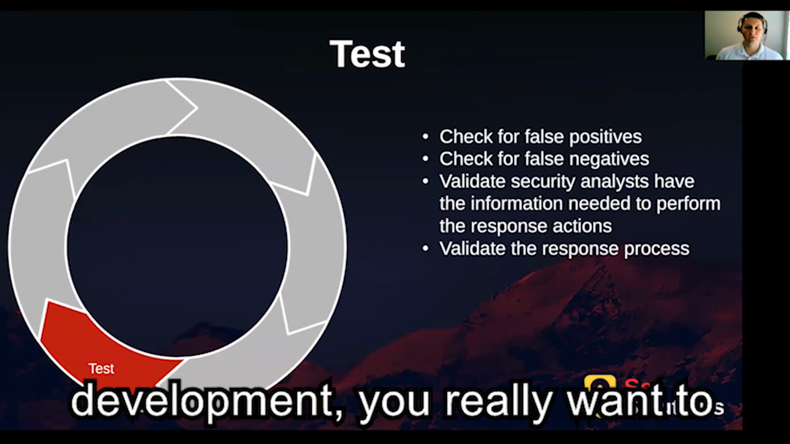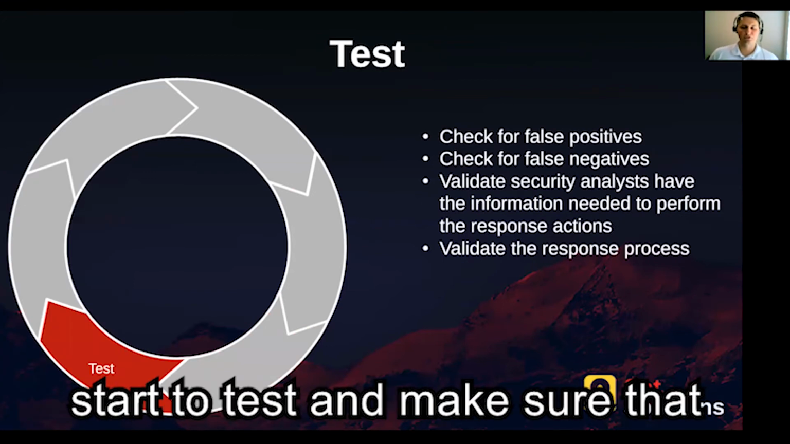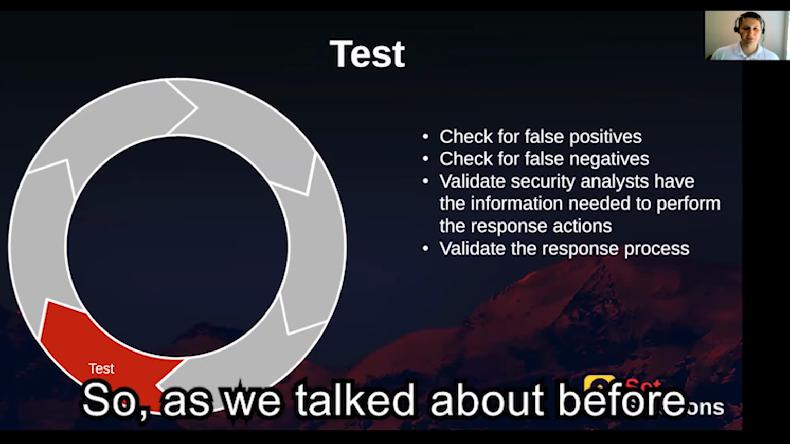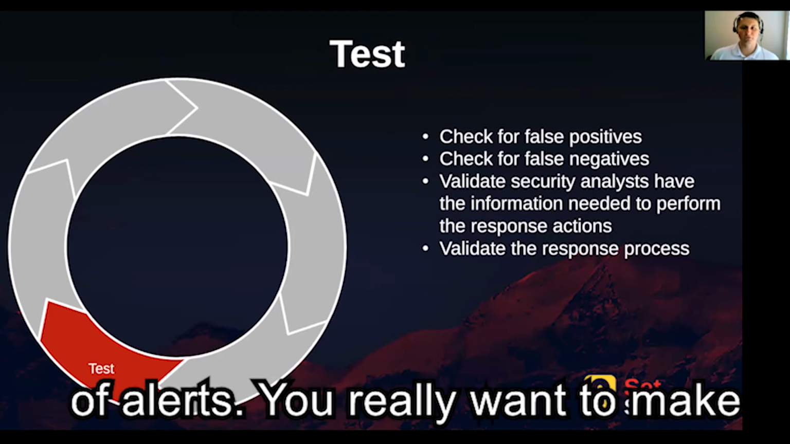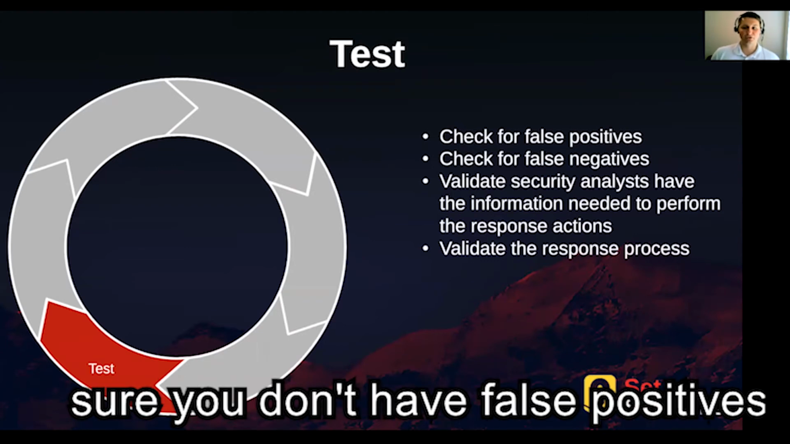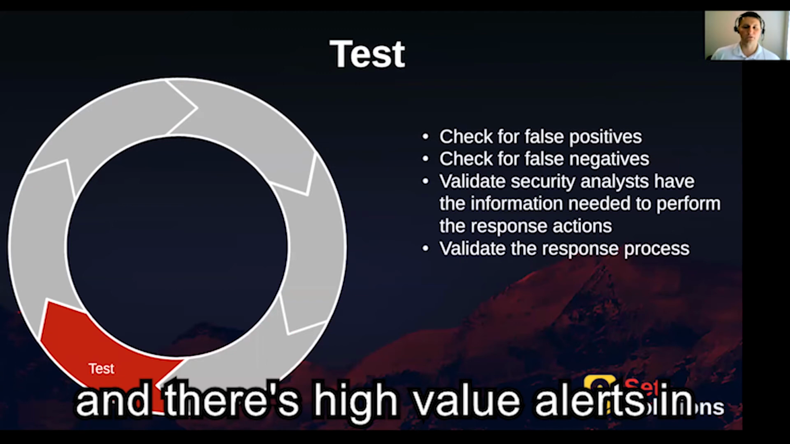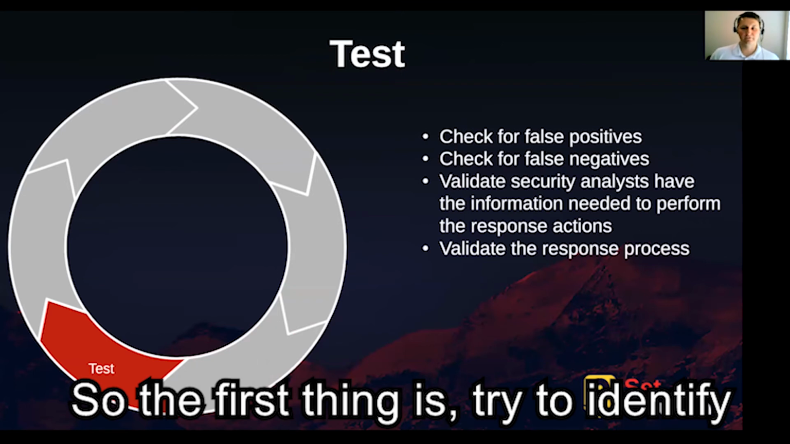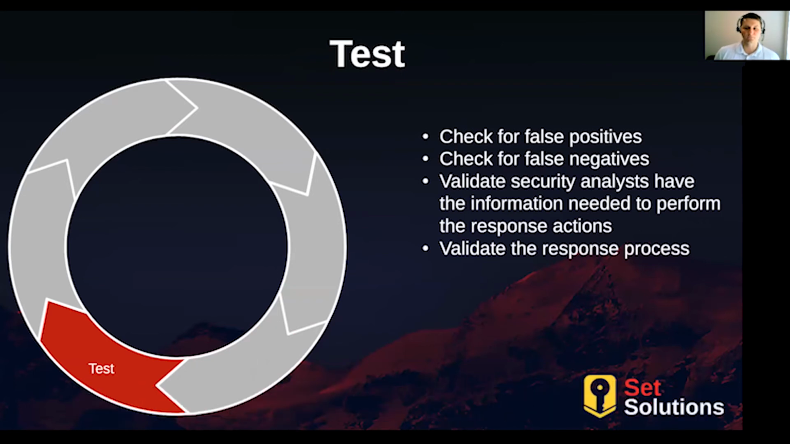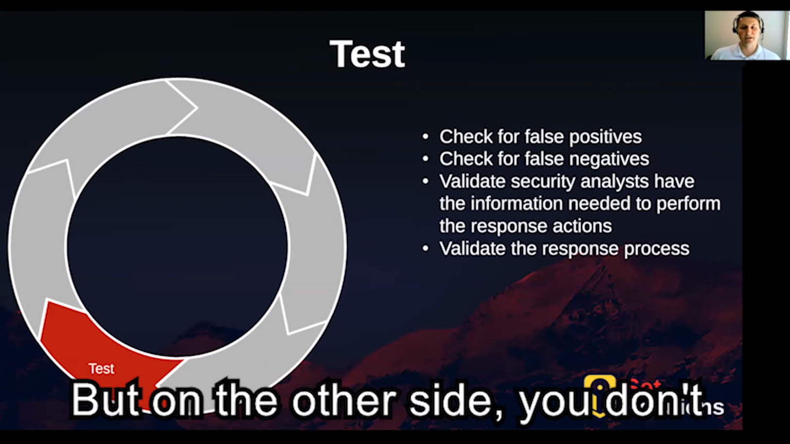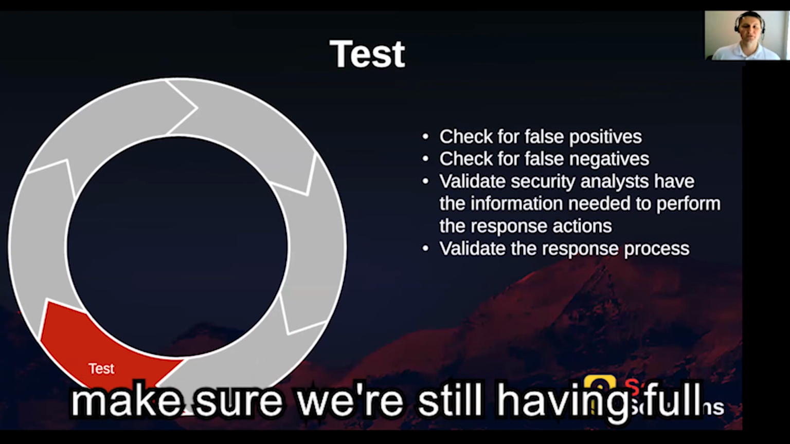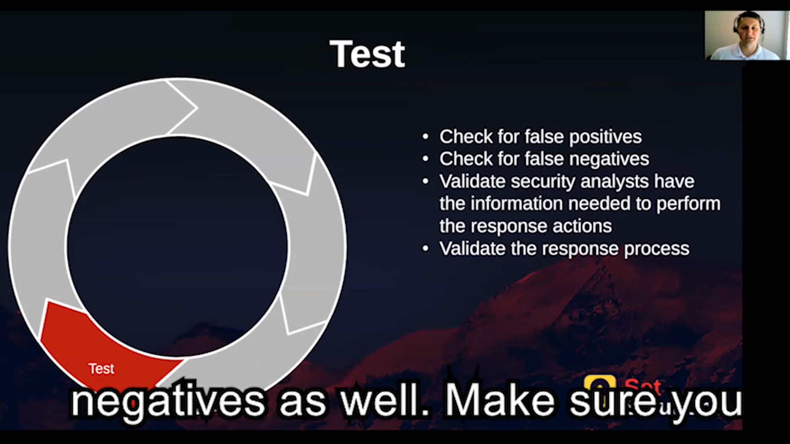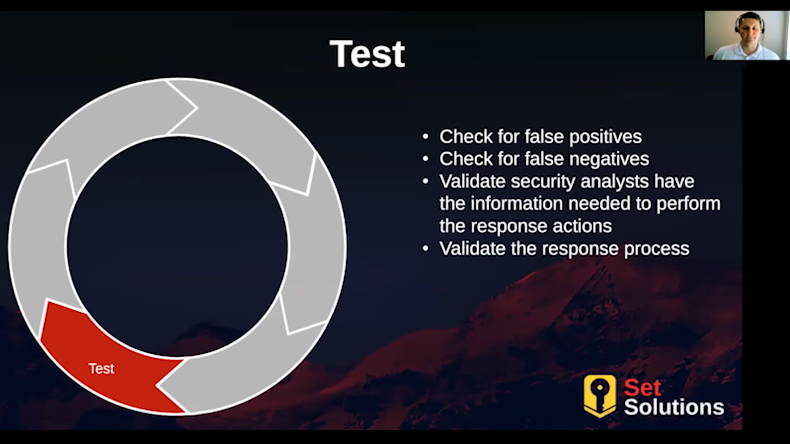Once you've gone through this development, you really want to start to test and make sure that this content is ready for production. So as we talked about before, you don't want tens of thousands of alerts. You really want to make sure you don't have false positives and there's high value alerts in place for your SOC analyst. So the first thing is try to identify any false positives you can and filter those out. But on the other side, you don't want to filter out too much and make sure we're still having full coverage across our environment. So you want to look for false negatives as well. Make sure you have those filtered out.